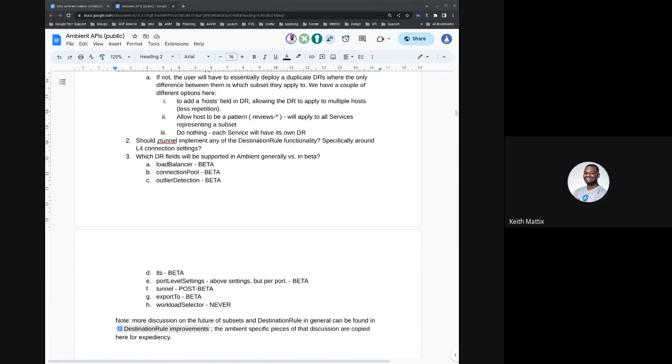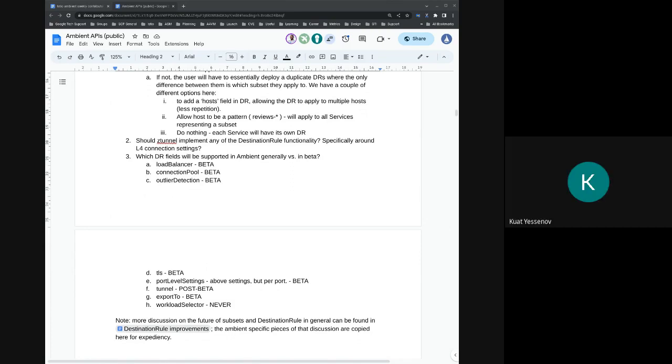That plays into question 2 a little bit. Based on my memory, things like TLS, for example, could be implemented in ztunnel. You've got L4. I believe there's an L4 outlier detection for connections dropped and things like that. Do we want to require users to deploy a waypoint for those? Do we want to implement some of that in ztunnel? Am I completely off base about how that's implemented? That's the purpose of question 2.